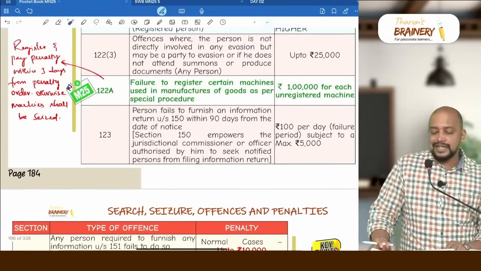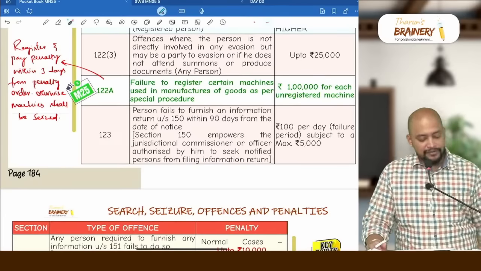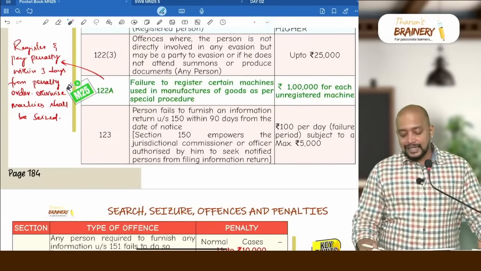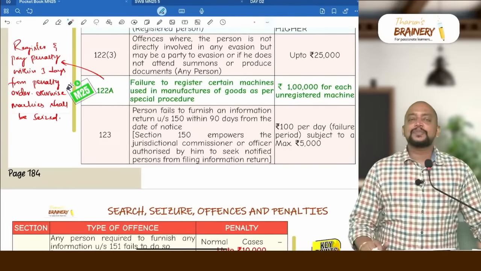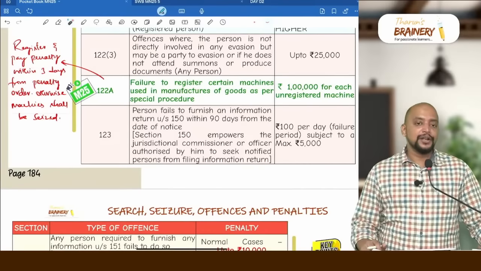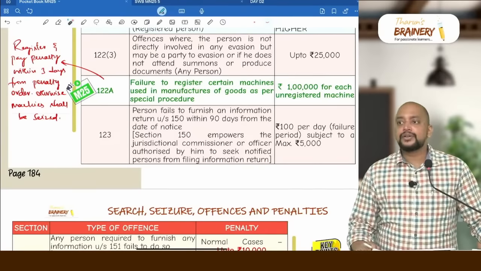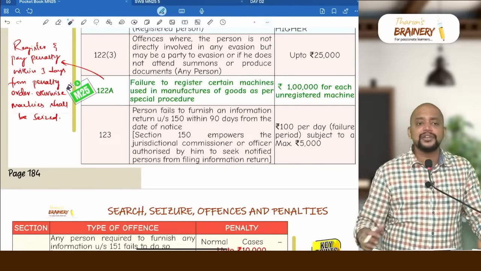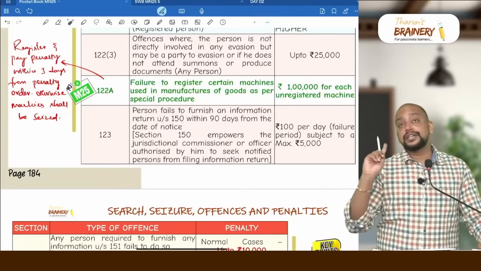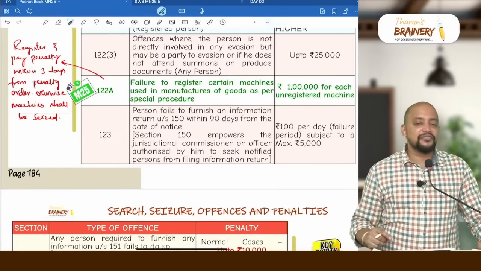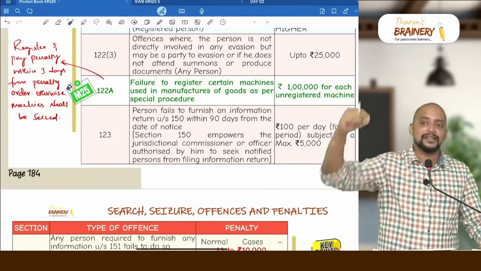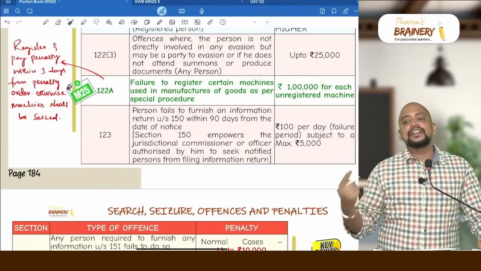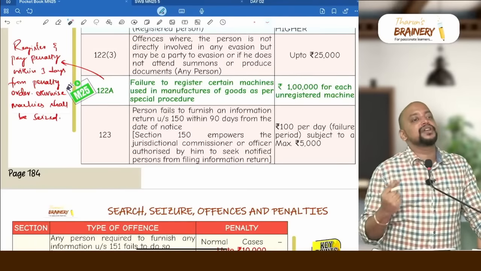Then section 123. Section 123 penalty will come into picture in case of failure to furnish the information sought under section 150 within 90 days from the date of notice. As per section 150, GST department has power to seek information from any person. So any person who possesses the taxpayer's information, he can be a chartered accountant, he can be registrar, or he can be bank manager. From any person they can seek the information and they need to submit the information about that particular taxpayer. For example, bank manager is required to submit the details of the bank statement of a particular person. So within 90 days from the date of notice, if not submitted, then there will be a penalty which is 100 rupees per day, subject to maximum 5,000.